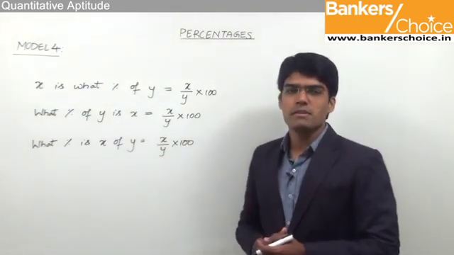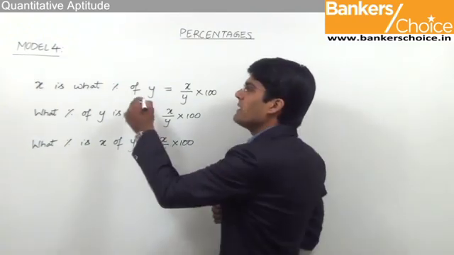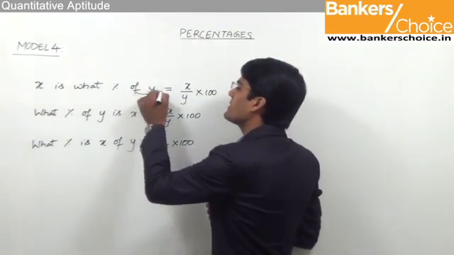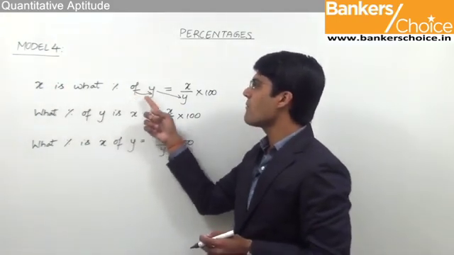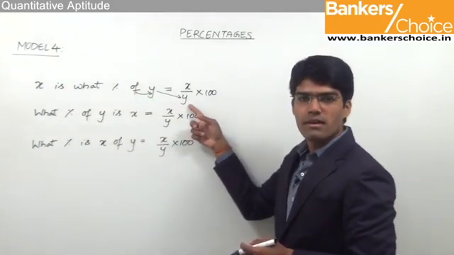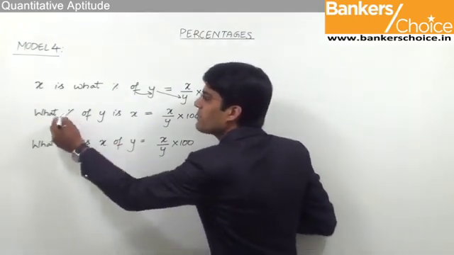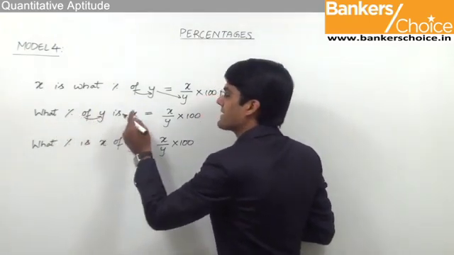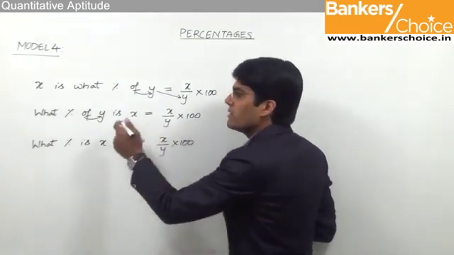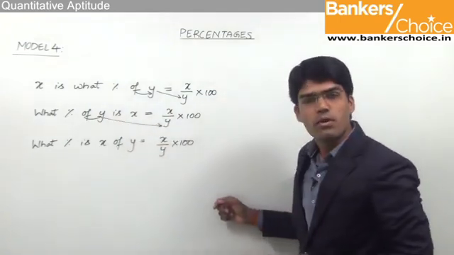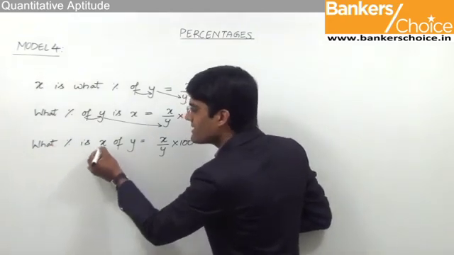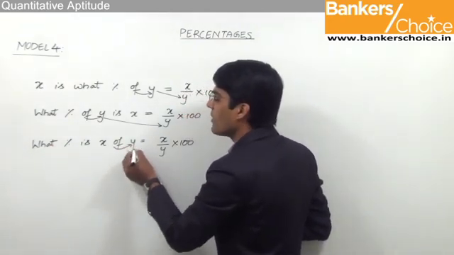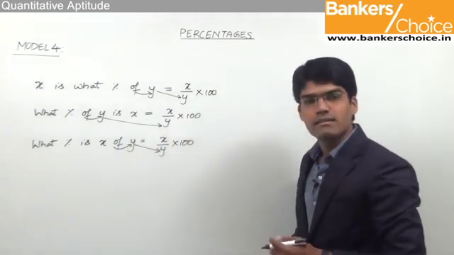One simple way to remember the formula here is that whatever is followed by "of" should always be taken in the denominator. For example, as you can see here, X is what percent of Y. So that Y goes in the denominator. Similarly, in the second case, what percent of Y is X. So the answer again is X by Y into 100. So as you can see here, whatever is followed by "of" goes in the denominator. And even in the last case, what percent is X of Y? So "of" is followed by Y and that Y is taken in the denominator.